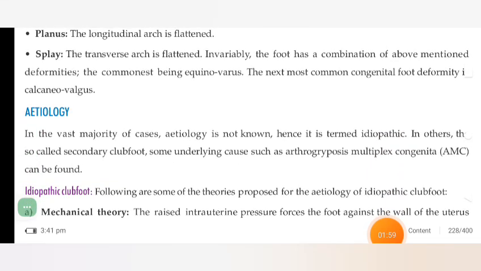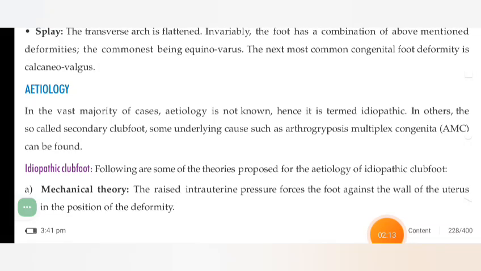Splay, the transverse arch is flattened. Invariably, the foot has a combination of the above-mentioned deformities, the commonest being equinovarus. The next most common congenital foot deformity is calcaneovalgus.